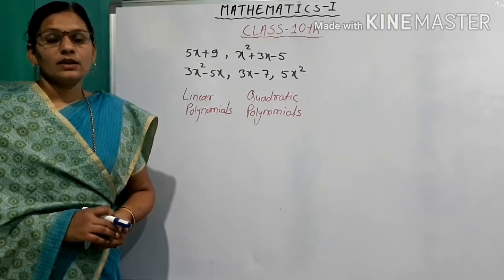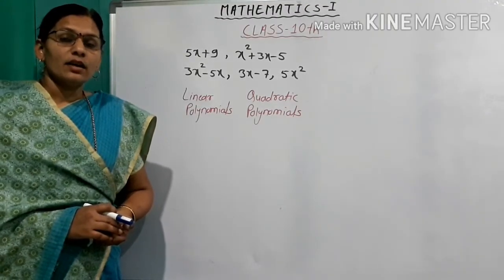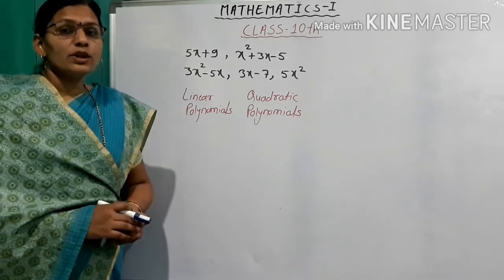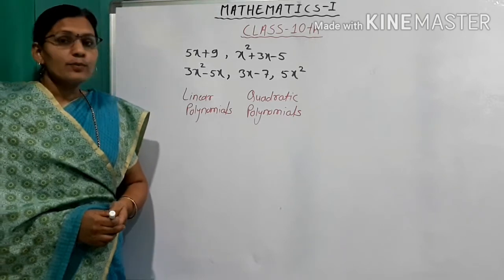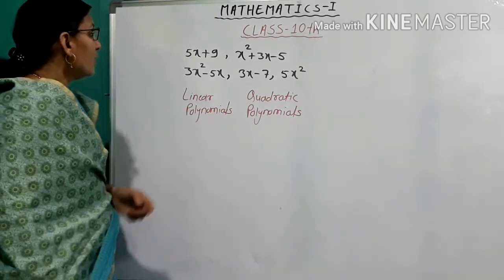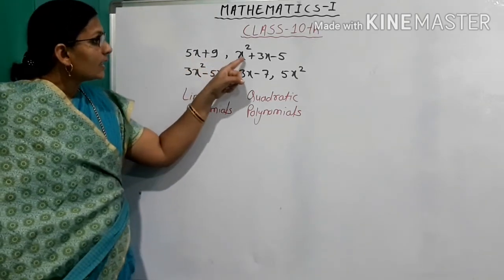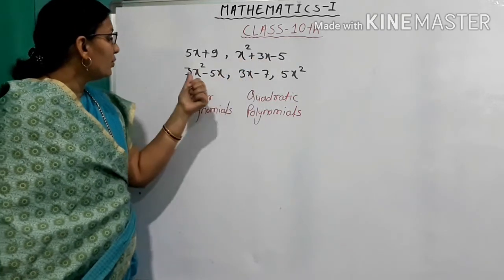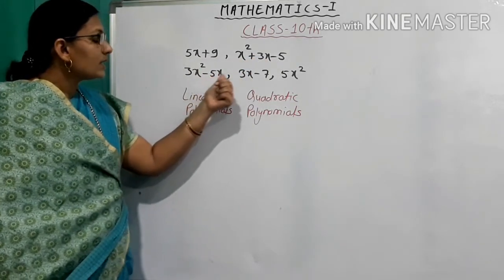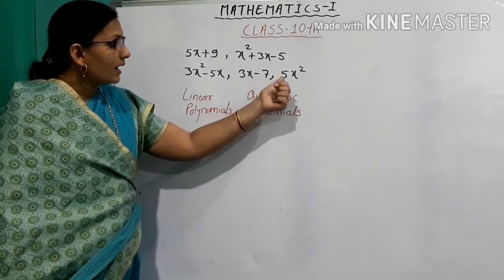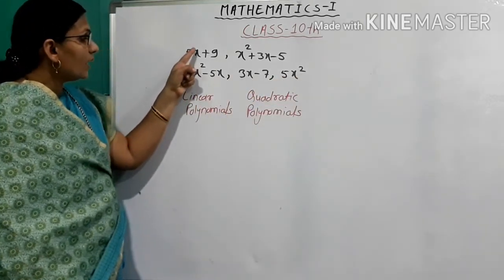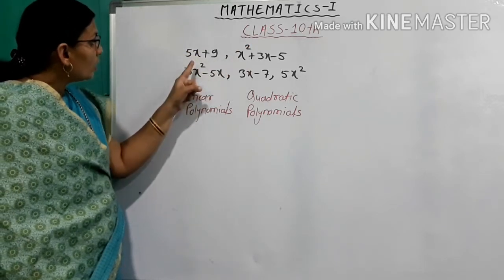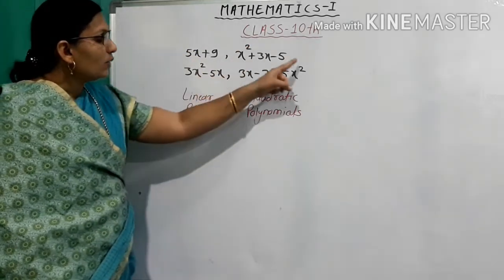विद्यार्थी मित्रांनो, last year you have studied about the polynomials and you know the types of polynomial according to their degrees. See, some polynomials are here: 5x plus 9, x square plus 3x minus 5, 3x square minus 5x, 3x minus 7, and last is the 5x square. Degree of this first polynomial is 1. Here 2. Degree of this is 2, 1 and 2.